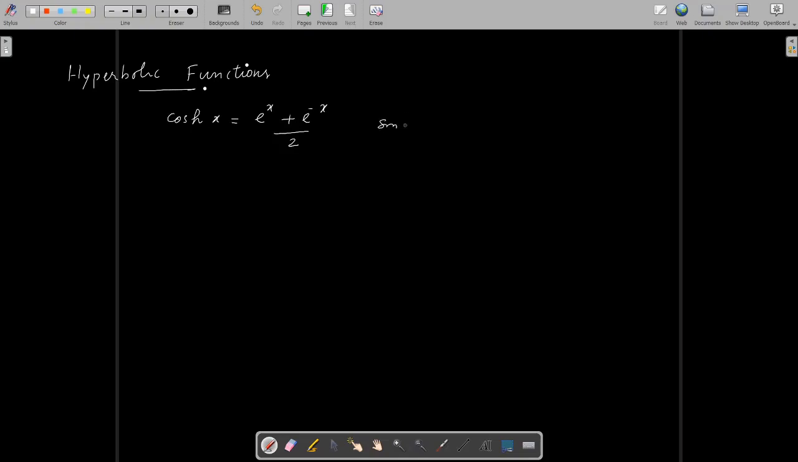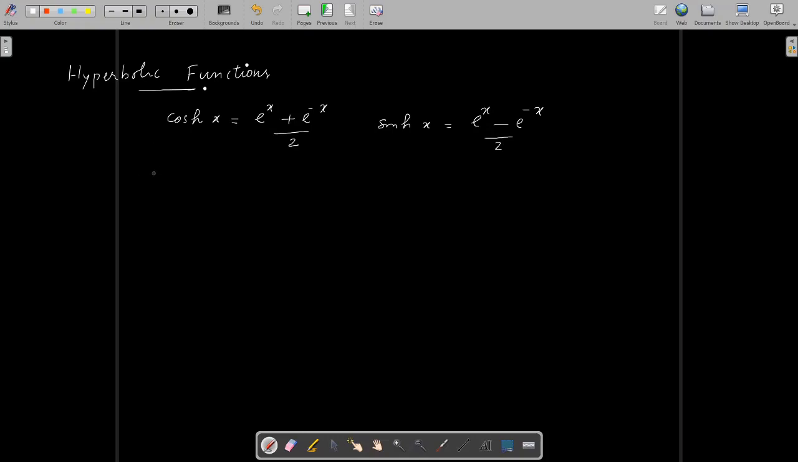And we can define sinh, the hyperbolic sine of x, that is equal to e raised to x minus e raised to minus x divided by 2. Next we will discuss the relations between the usual sine and hyperbolic sine. Before that, we can define other hyperbolic trigonometric functions.